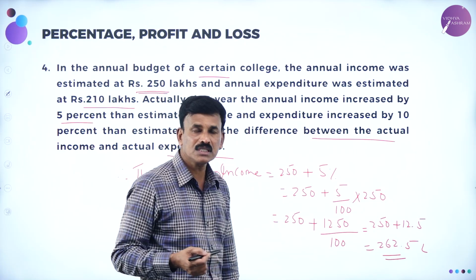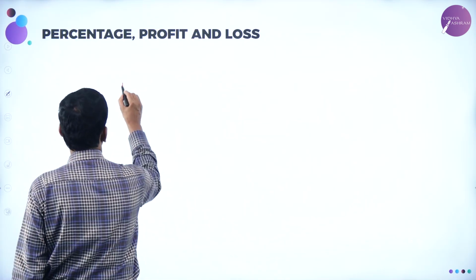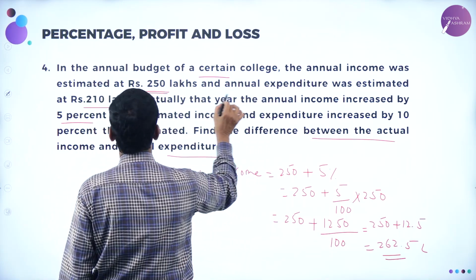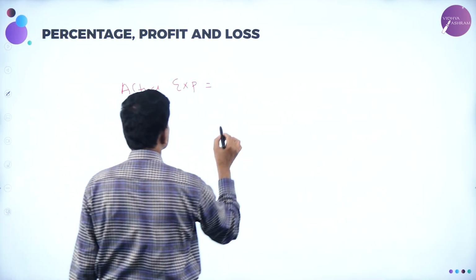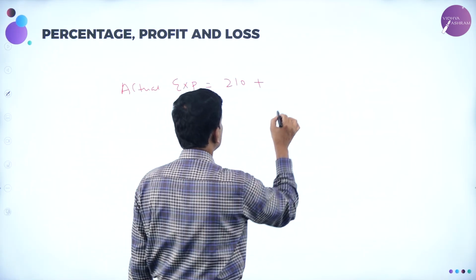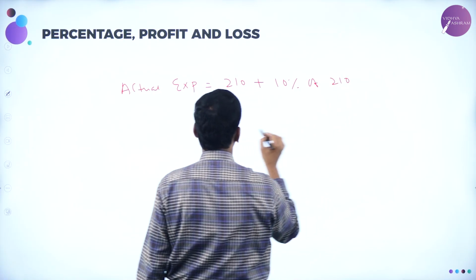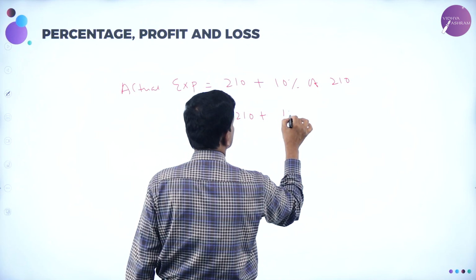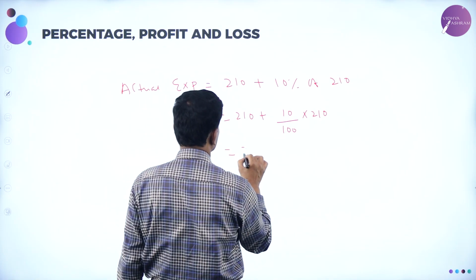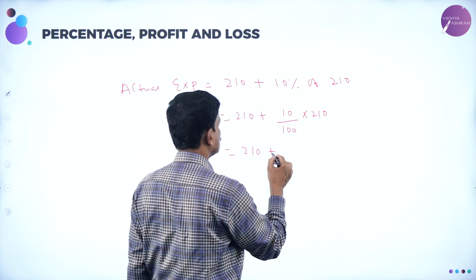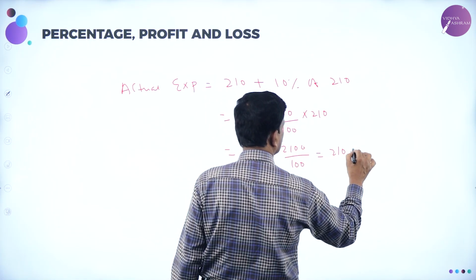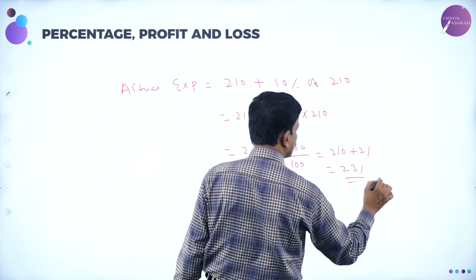Now, let us move to the second case. What is the second case given? Actual expenditure. The actual expenditure is equal to, what is the expenditure? It is found to be 210 lakhs. 210 plus, how much percent is it going to increase? 10%. 10% of 210, that is 210 plus 10 divided by 100 into 210. Simplify this. What is this equal to? 210 plus, the 0 gets cancelled, so this is 2100 divided by 100, that's equal to 210 plus 21, that's equal to 231 lakhs.